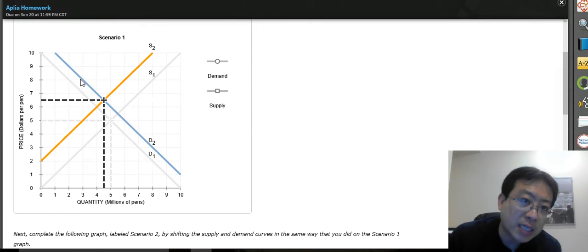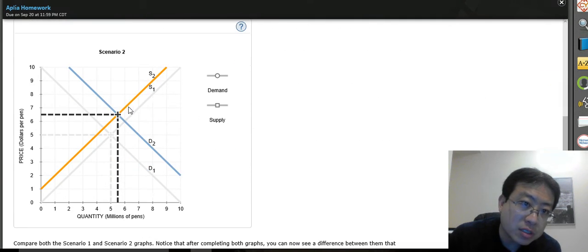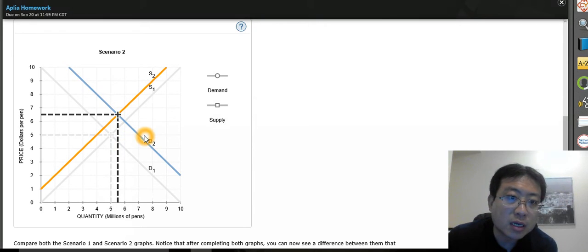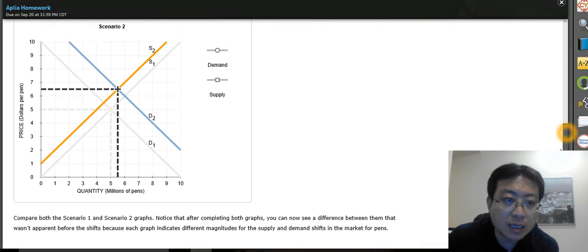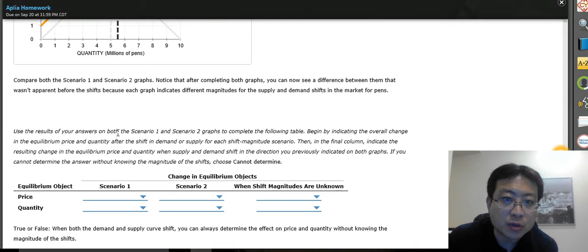in both of these scenarios over here, you have a decrease of supply and an increase of demand. But the difference is, in scenario 1, your supply curve changed more than demand curve. And then in scenario 2, you see how the supply curve changes a little bit, and the demand curve changed a little bit more. So demand curve in scenario 2 changed more than supply curve. And then let's see what the question is asking for. So use the result to answer both scenario 1 and scenario 2 graph to complete the following table.